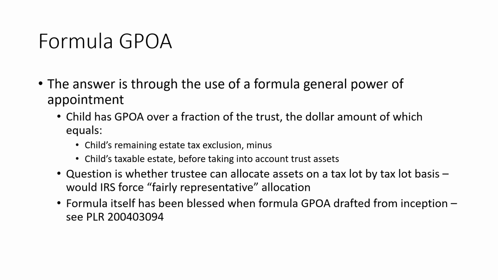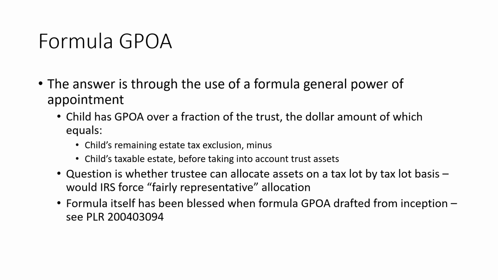So what this does is it applies the general power of appointment only to a fraction of the trust sufficient to use up the beneficiary's remaining estate tax exclusion. So the formula might just say you have a general power of appointment over a fraction of the trust, the dollar amount of which equals the remaining estate tax exclusion minus the taxable estate before taking into account trust assets.